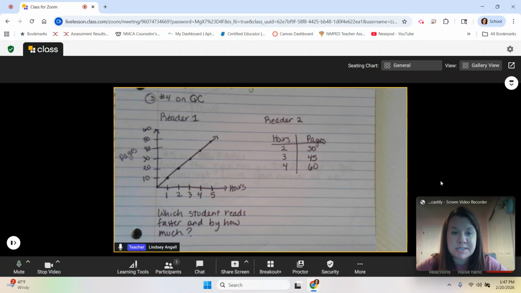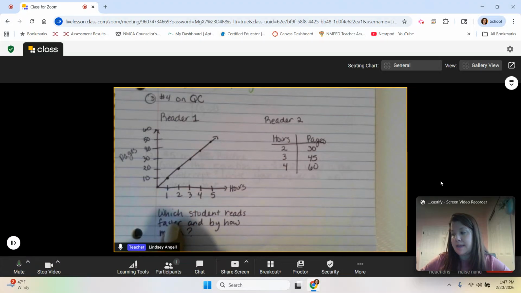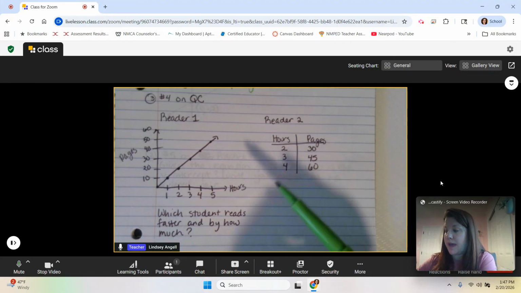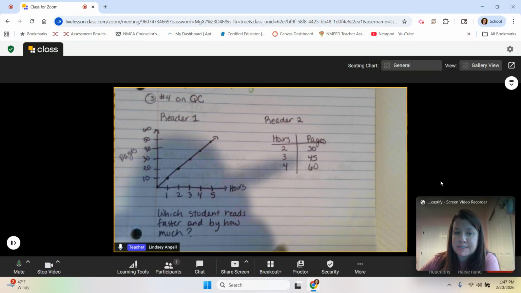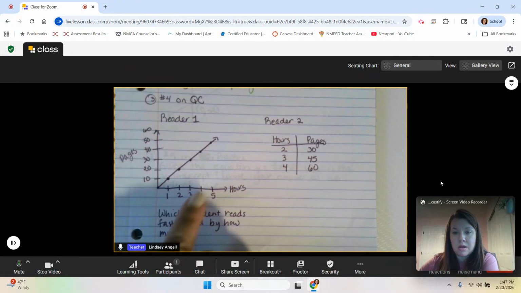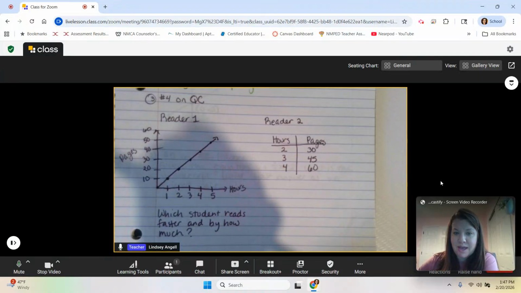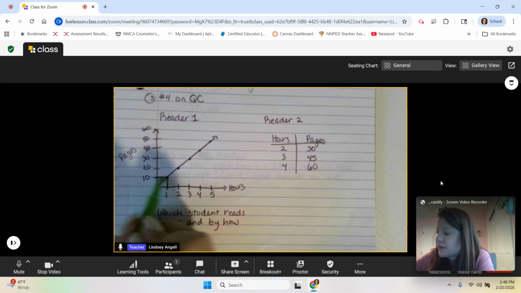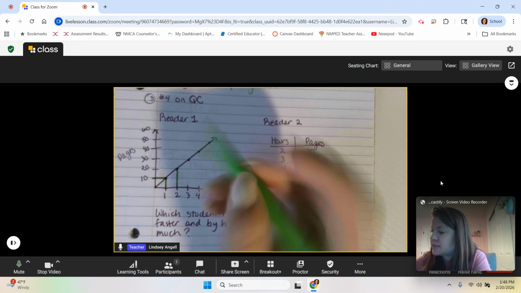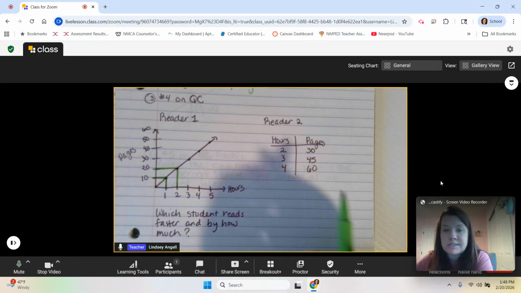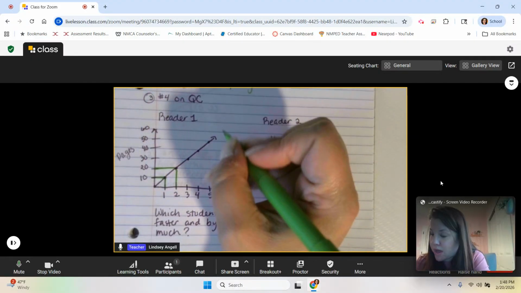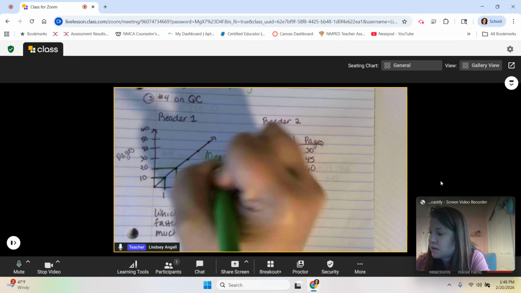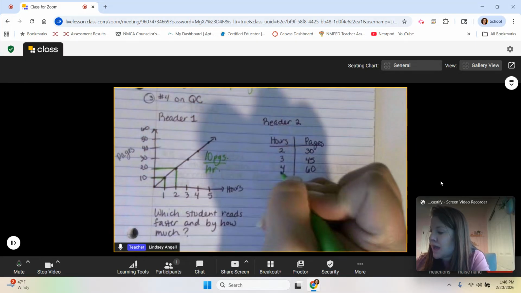And our final question is number 4 on your quick check. We're given information about two different readers, and the final question is, which student reads faster and by how much? Okay, so we need to figure out how many pages they are reading per hour. Pages per hour, okay? So with this one, it's pretty obvious right here, for 1 hour is 10 pages, and that holds true on the other ones. 2 hours, about 20 pages, and so on. So for reader number 1, we've got 10 pages per hour.